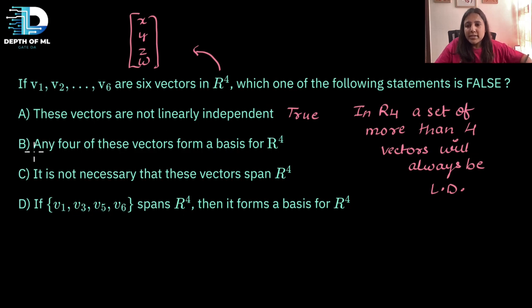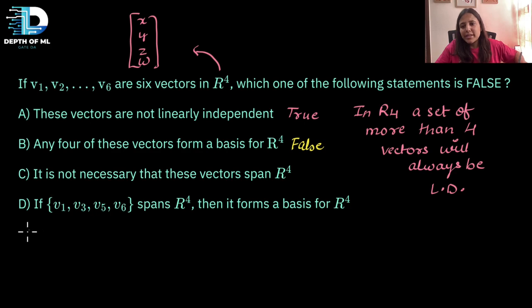Fine. Now let's see the other statement, which is any 4 of these vectors form a basis for R4. So it's saying if I take any 4 of these vectors, it can form a basis for R4. So this is false. You can't take any 4 vectors to form the basis. You have to take 4 linearly independent vectors to form the basis for R4, and hence this is not true.